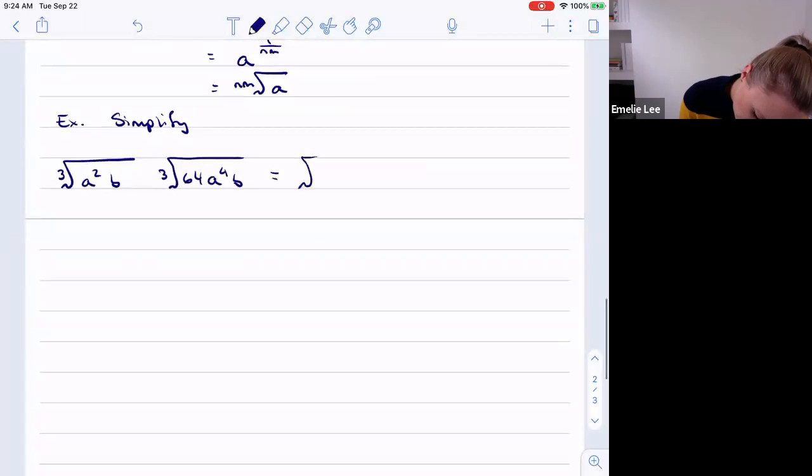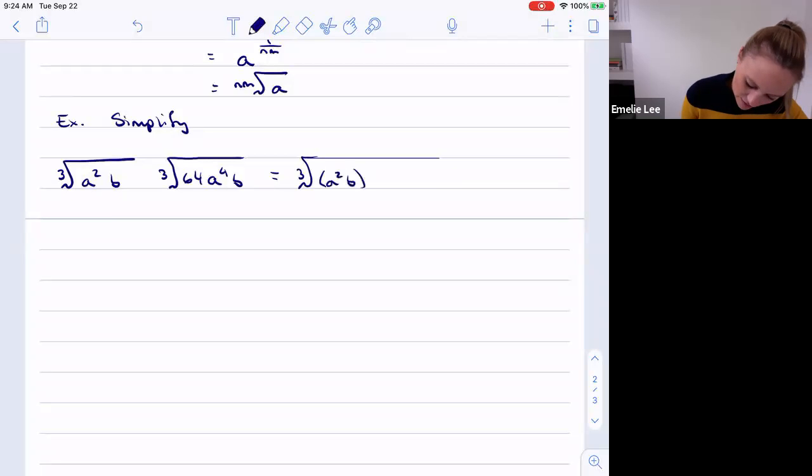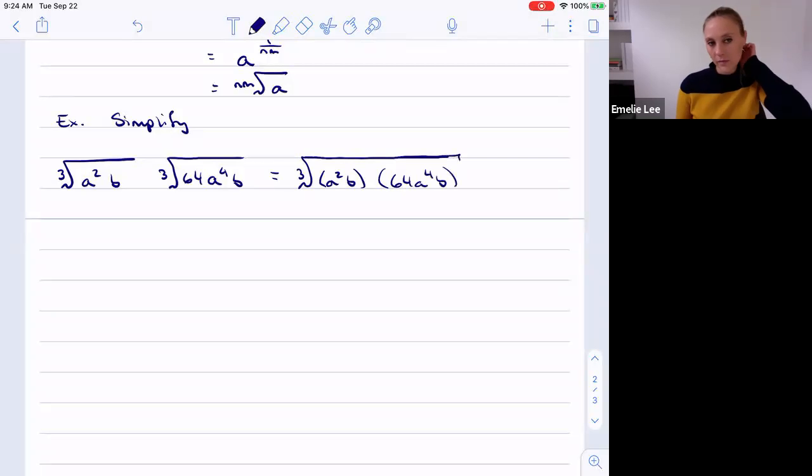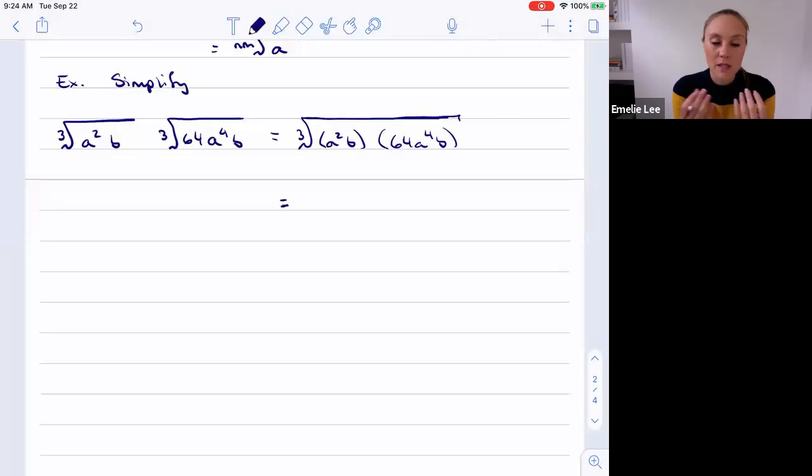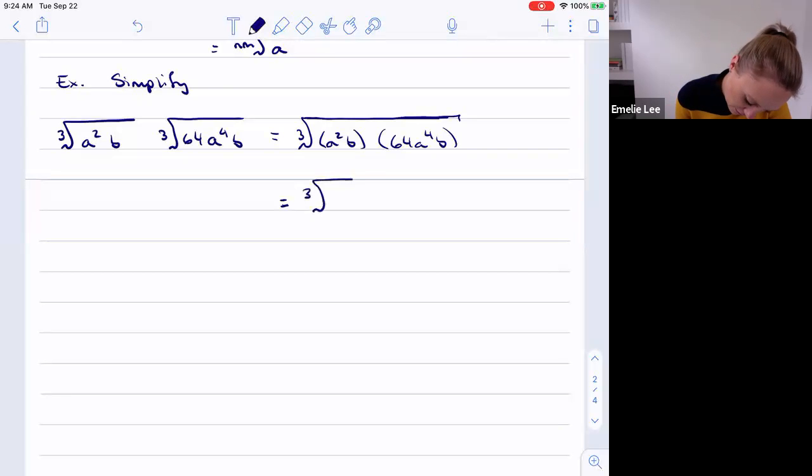So I can do that, the third root, but I'm just going to highlight what items came from where with these brackets. So I'm going to have a squared times b times 64a to the fourth times b. Now I can simplify on the inside, and then hopefully later on I can split this up and simplify the root as well. But I'm going to just leave the third root as it is.